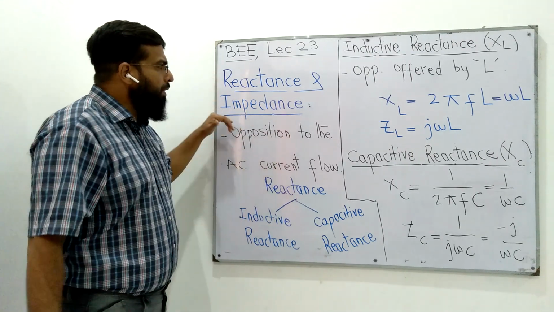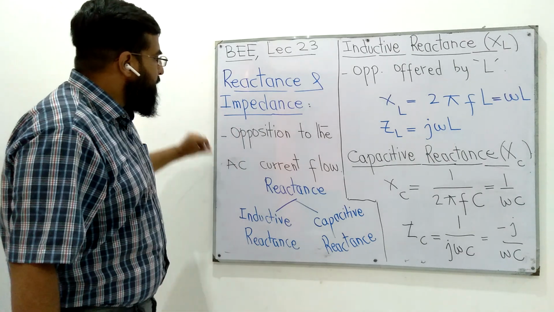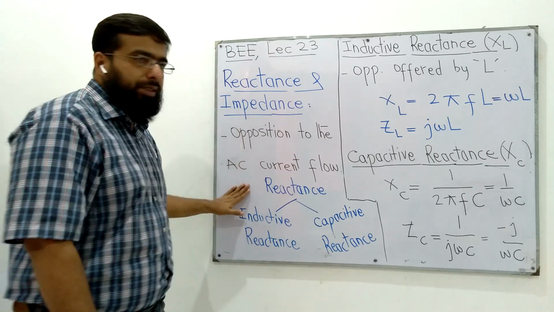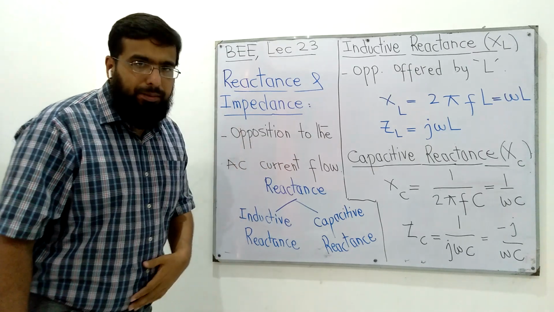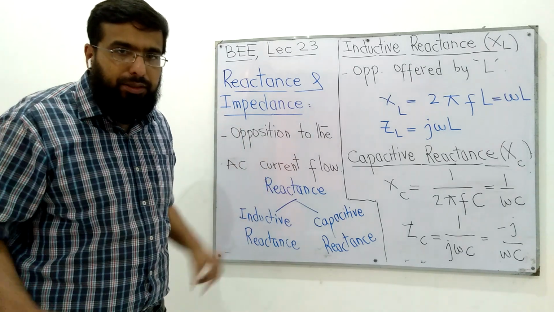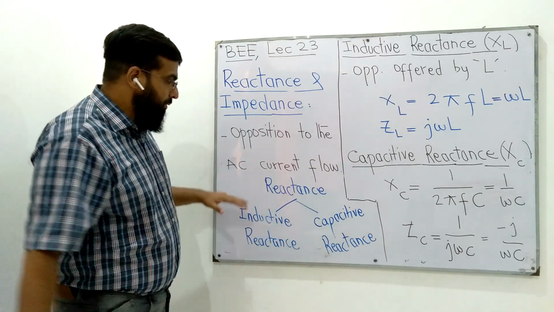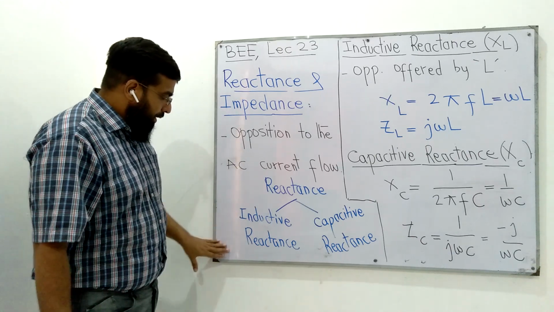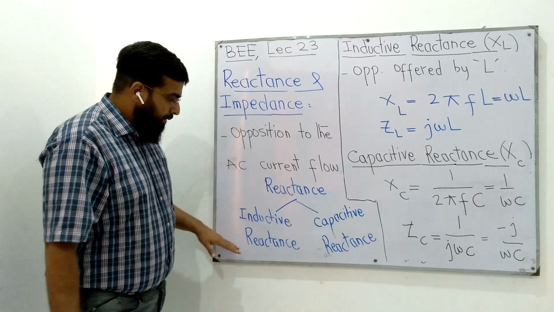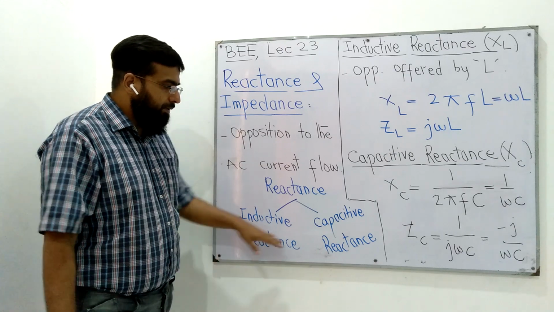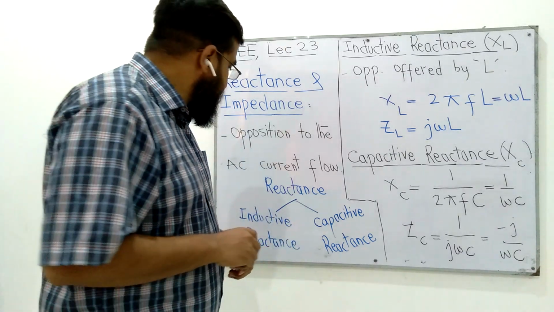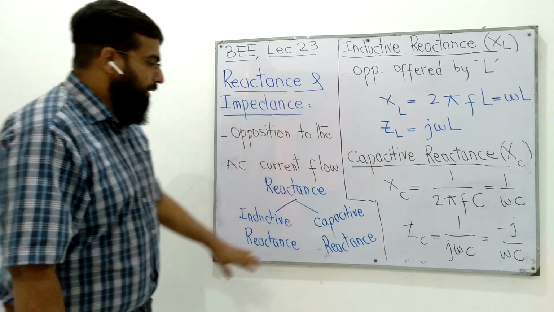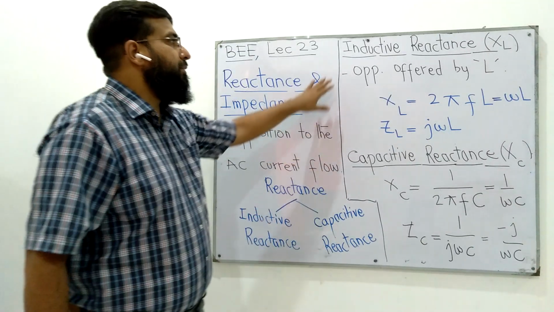Reactance and impedance are the terms we use to describe the opposition to AC current flow by certain elements like inductors and capacitors and their combinations, and resistors, of course. A reactance is an opposition and it can be caused by two circuit elements, inductors or capacitors. The reactance offered by an inductor is called inductive reactance and by a capacitor is called capacitive reactance.